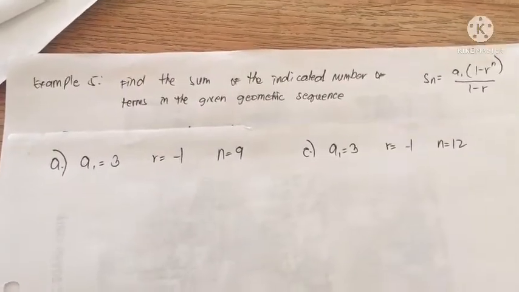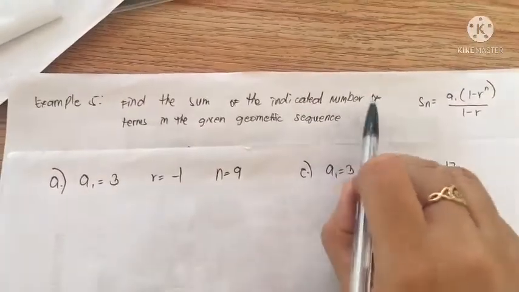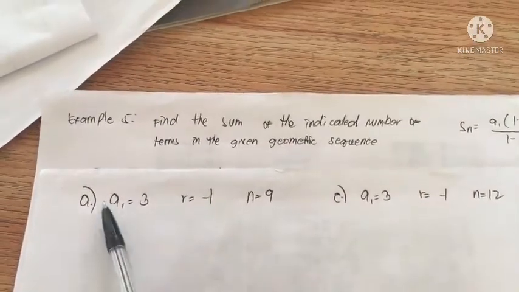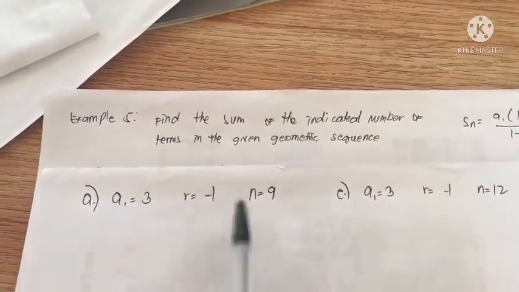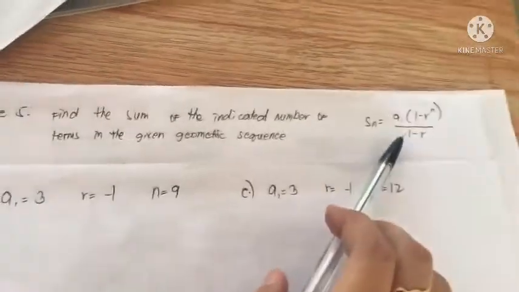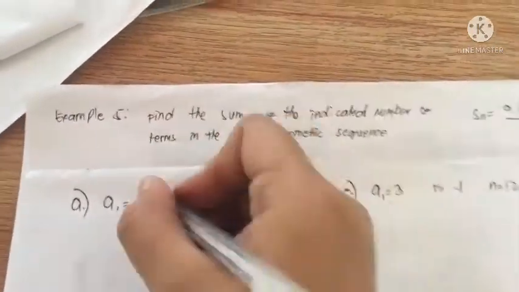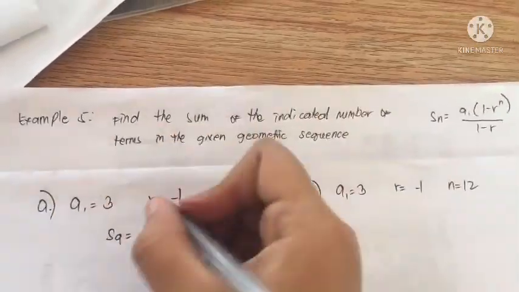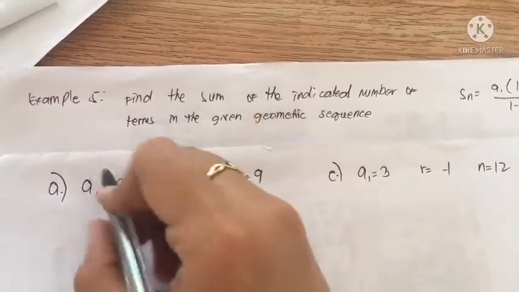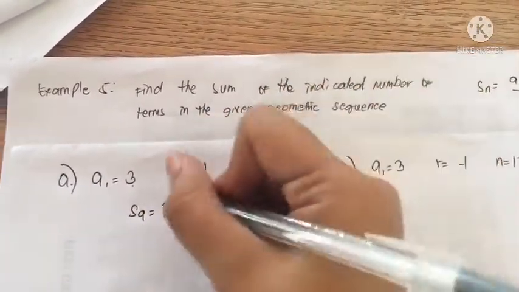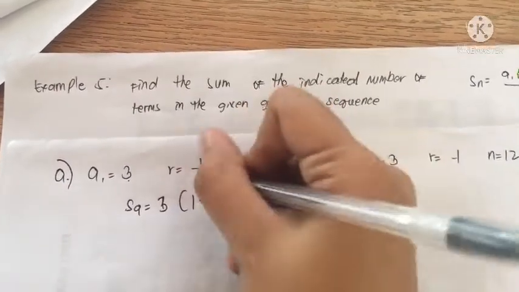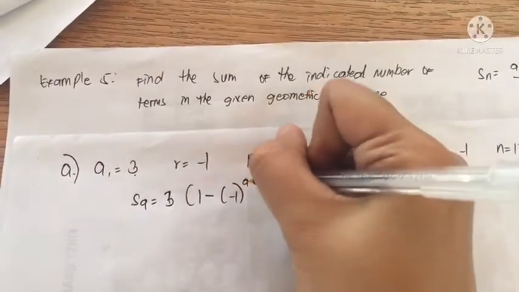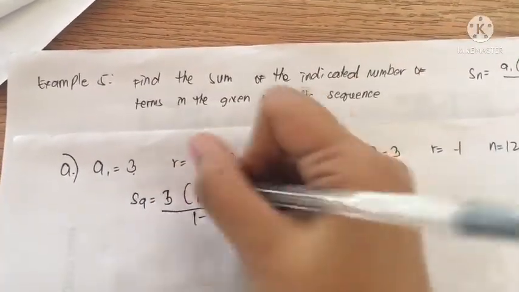So, let's go to example number 5. Find the sum of the indicated number of terms in the given geometric sequence. So, letter A. So, we have A sub 1 is equal to 3, R is equal to negative 1, and N is equal to 9. So, we will use the formula. So, gagamitin natin yung formula. Mag-substitute na tayo gamit yung formula natin. So, S sub 9 na tayo. S sub 9 is equal to the first term, that is 3, multiplied by 1 minus the common ratio, which is negative 1, raised to N natin is 9, over 1 minus negative 1.